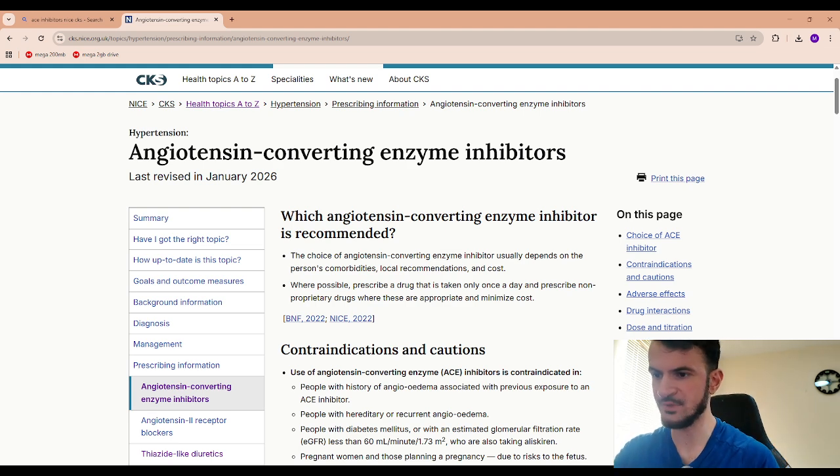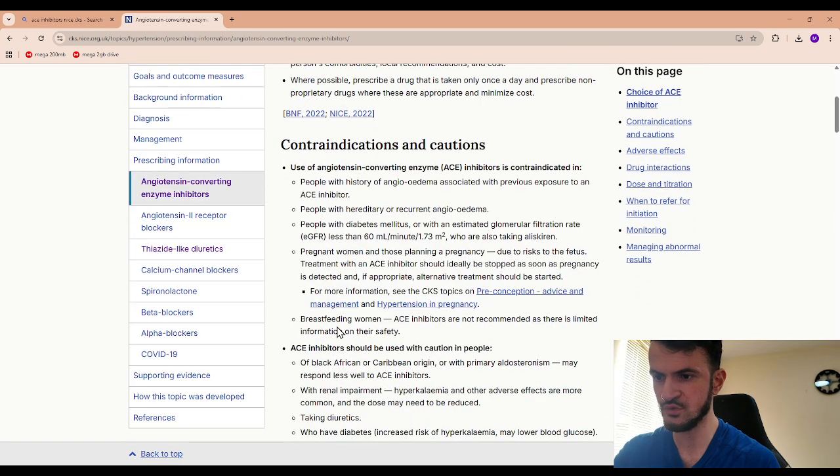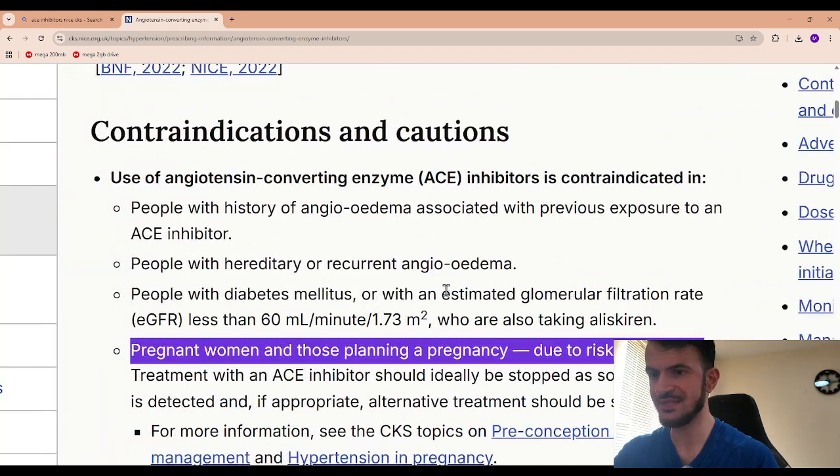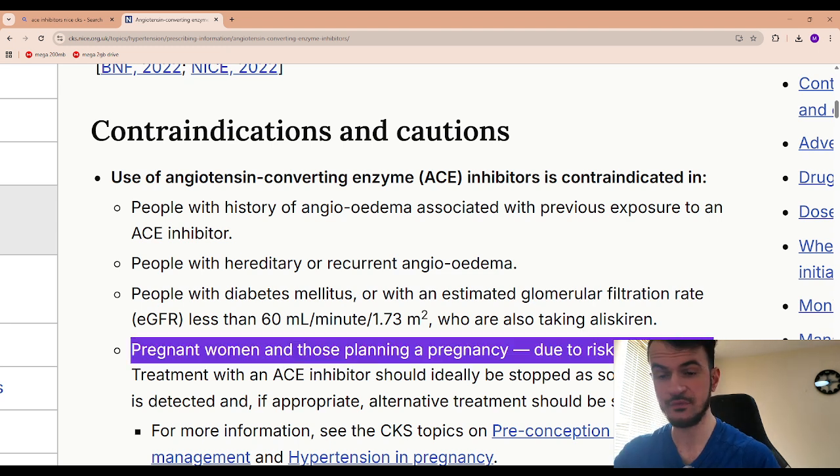Now, let's go to NICE guidelines for ACE inhibitors. As we've gone through earlier, we've talked about pregnancy. And as you can see, it says use of ACE inhibitors is contraindicated in pregnant women and those planning a pregnancy due to risks to the fetus.